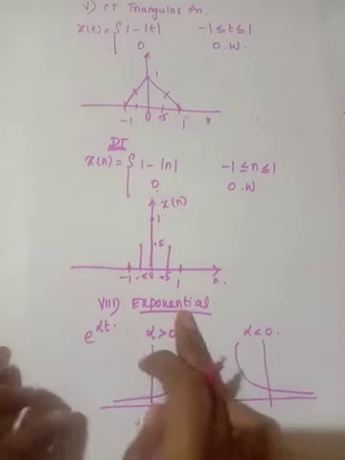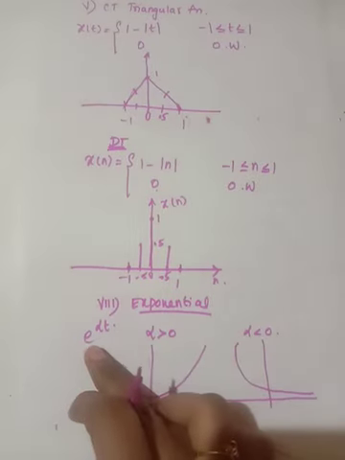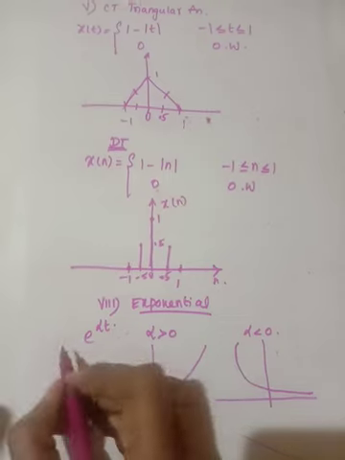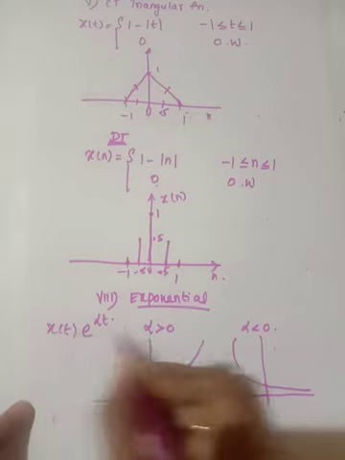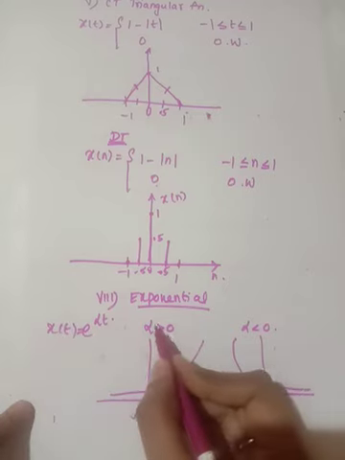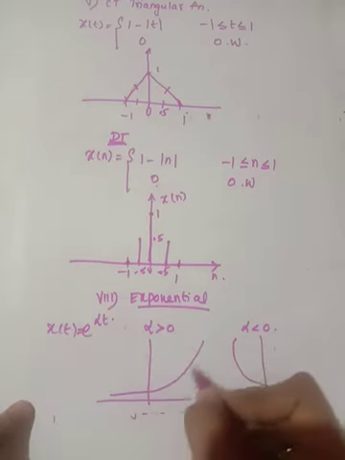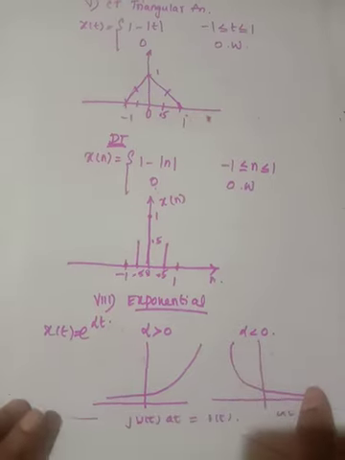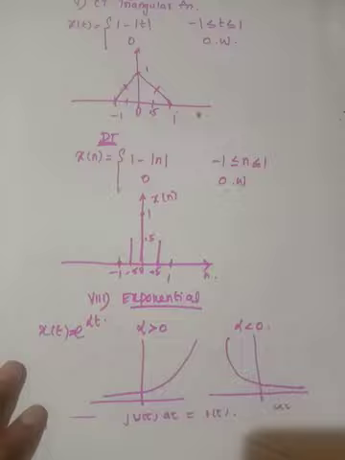Next, finally, is the exponential signal. This is the expression for the exponential signal: x of t is equal to e power alpha t. If alpha is greater than 0, it is an increasing one. If alpha is less than 0, it is a decreasing one. So this is about the basic signals.